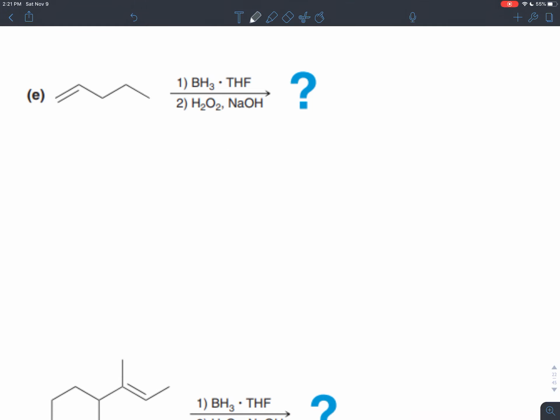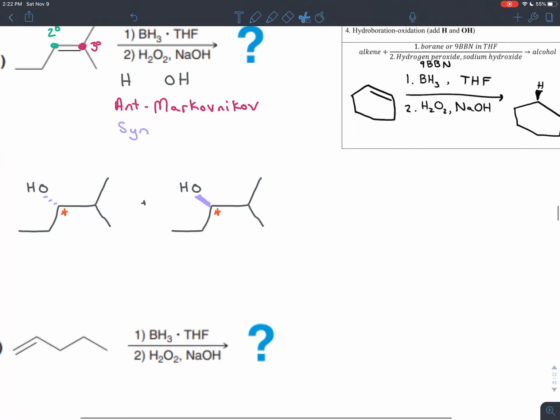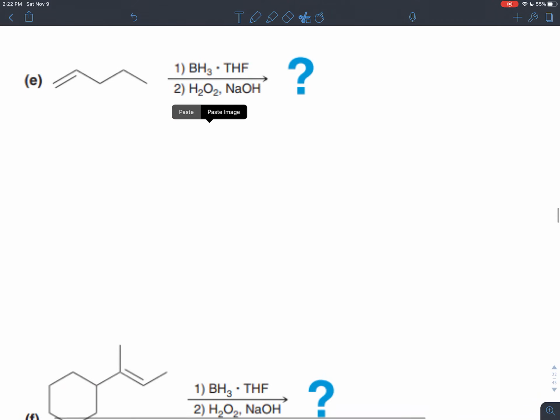You look at the recipe. You see borane stabilized by tetrahydrofuran, followed in a separate step by hydrogen peroxide and sodium hydroxide. That means you're going to add hydrogen and boron, so hydroboration, and then you'll replace the boron with an oxygen, so oxidation. Hydroboration-oxidation means you're going to add H and OH, anti-Markovnikov, and syn.